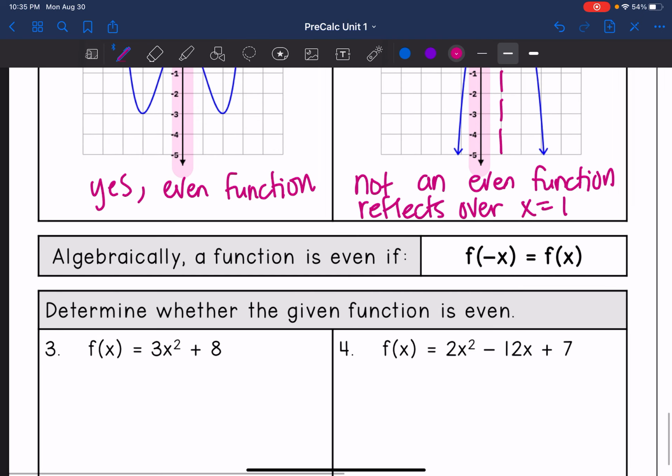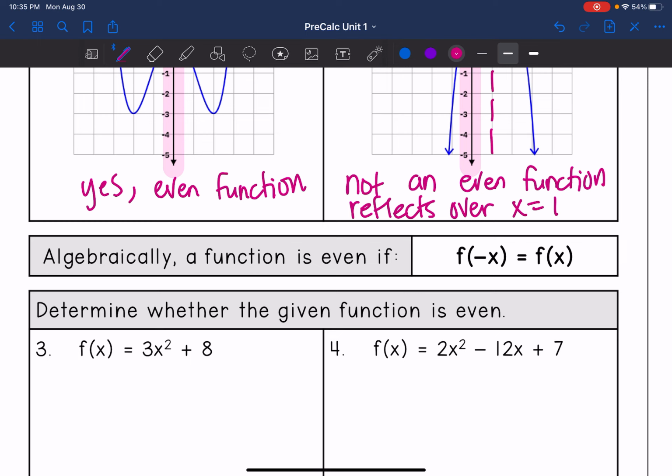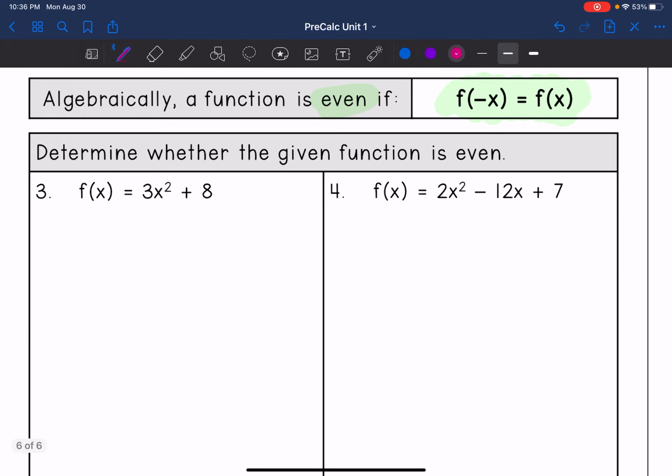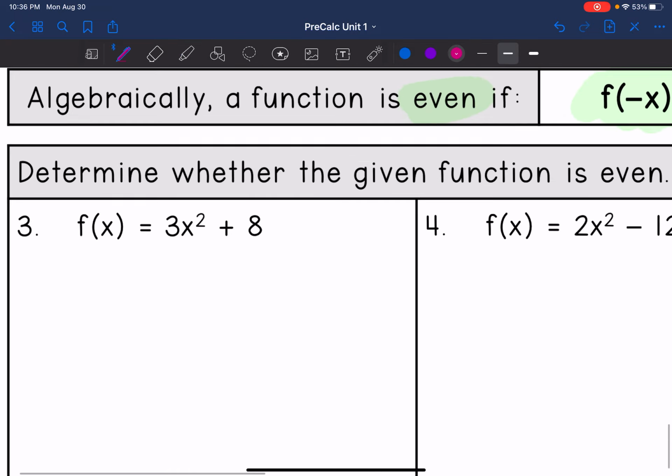So the rule is a function is even, so even, if this is true. f of negative x is equal to f of x. So whether I plug in a negative 5 and a positive 5, those two x's are going to give me the same y value. If I plug in negative 3 and positive 3, again, if I plug them both in, I should get the same number both times. So I have two examples here of equations. Let's take a look at example 3.